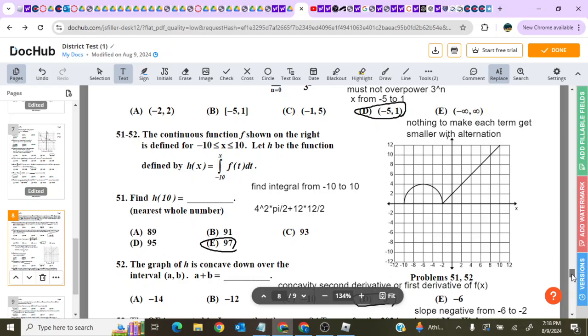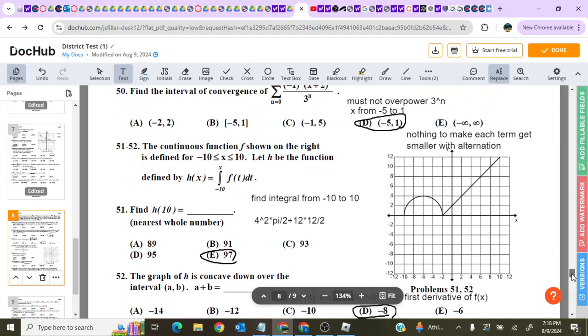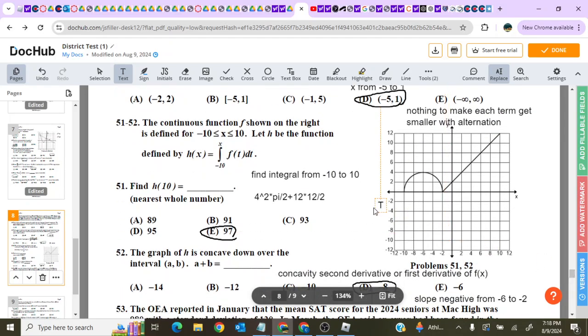51, the continuous function f is shown on the right. Let h be the integral from negative 10 to x of f of t. What is h of 10? Well, you just need the integral. That's just the integral from negative 10 to 10 of your function. So this is a semicircle, so 4 squared times pi over 2. And this is a triangle with a height of 12 and a length of 12, so 12 times 12 over 2. Add those together and you get a value of 97.